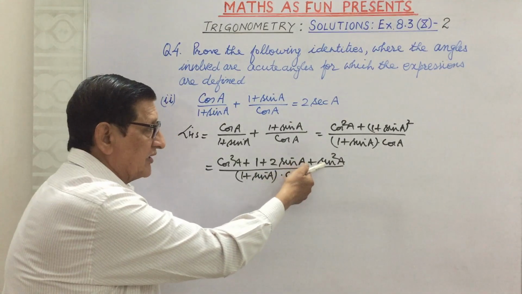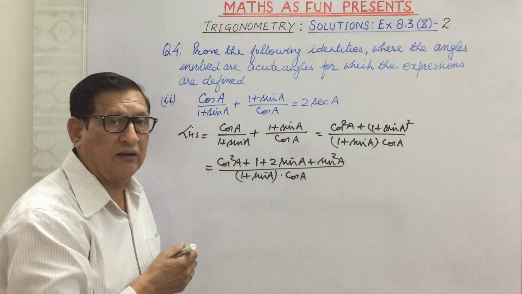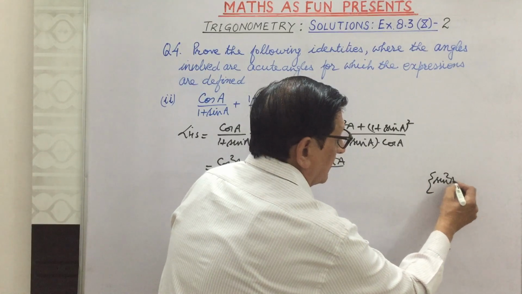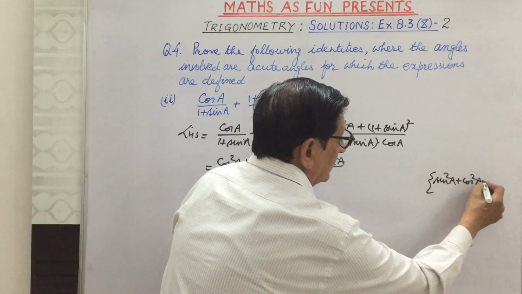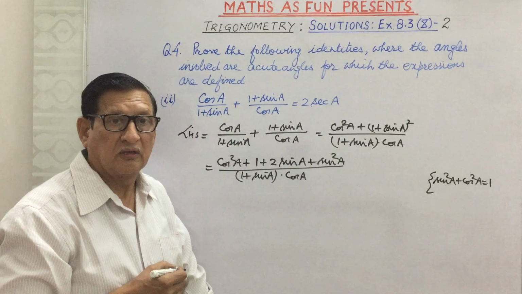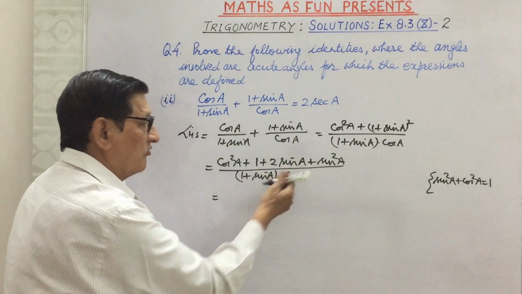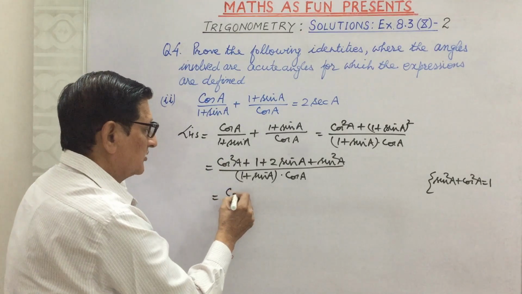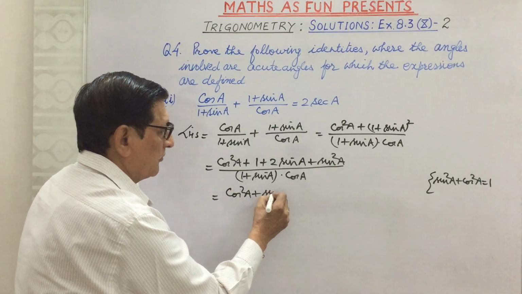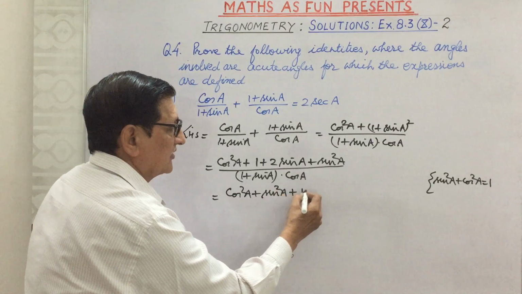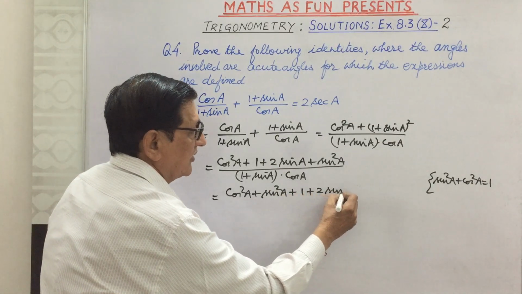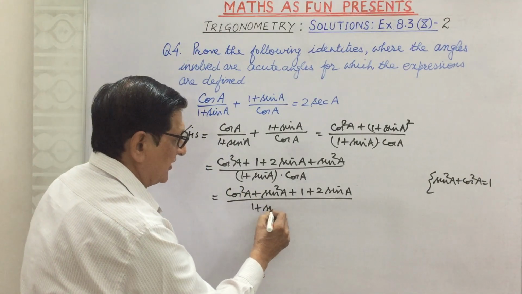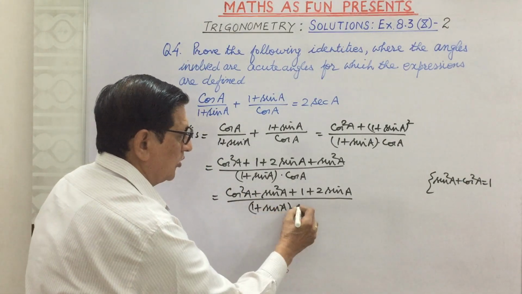Now we know that if we combine sin square A and cos square A, the identity is sin square A plus cos square A is equal to 1. If we want to apply that here, we will bring this sin square A near to cos square A. So we write cos square A plus sin square A plus 1 plus 2 sin A whole upon (1 plus sin A) into cos A.